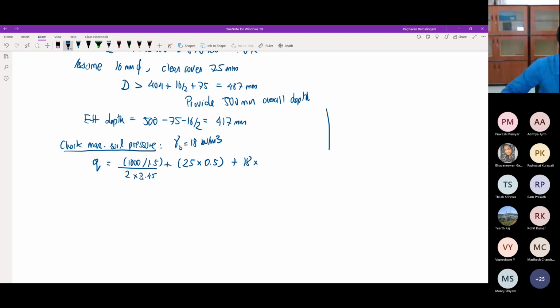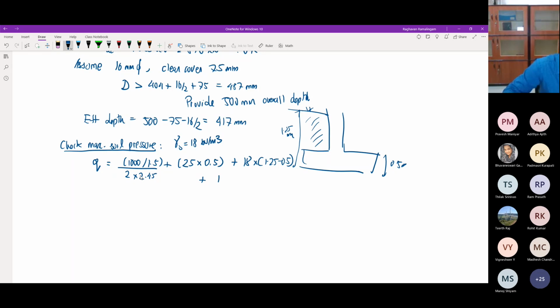18. So if you remember in the question I mentioned, the depth of the footing from the ground level should be 1.25 meters, and this is 0.5 meters. So the remaining part only you have soil sitting on top. So 1.25 minus 0.5. Okay, so these are the entire weights which are there.